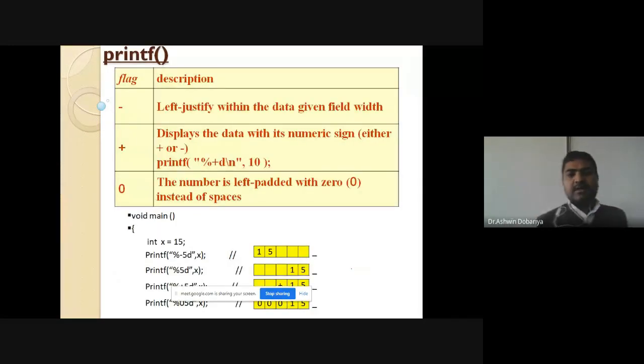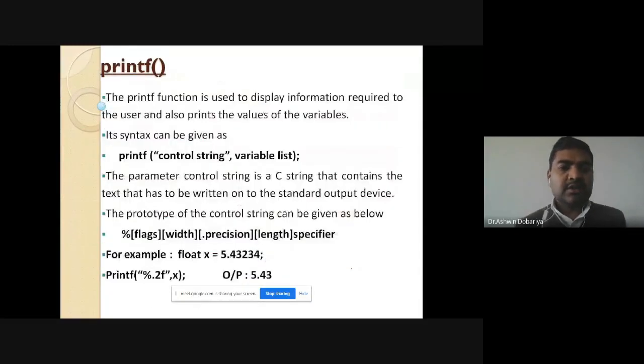Now, in this control string syntax, we have completed this part: percentage, format specifier, and precision. Now we have to discuss flag. What is the use of this flag? Then what is the use of width? And then what is the use of length, right? So let me see which flags we can use in printf.